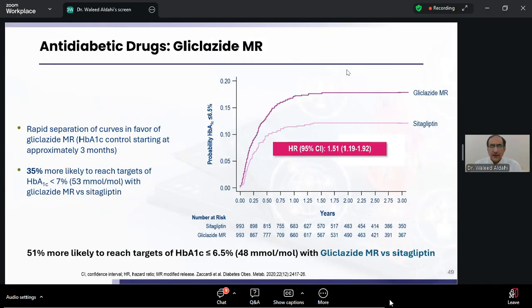Okay, so here looking at the probability of HbA1c less than 6.5, you can get more probability by using sulfonylurea compared to a DPP-4 inhibitor. So 35% more likely to reach target with HbA1c less than 7.